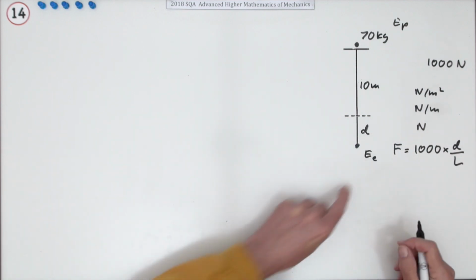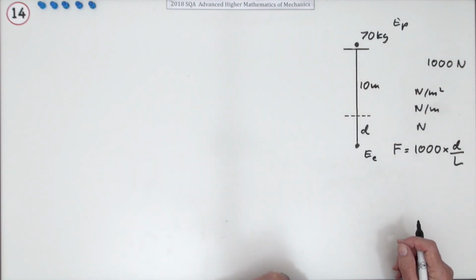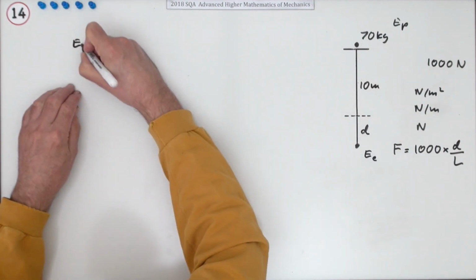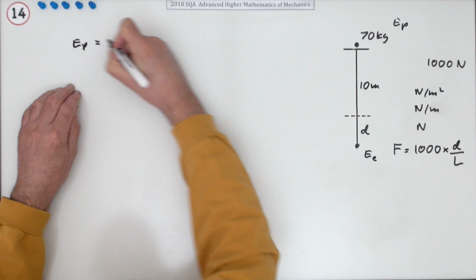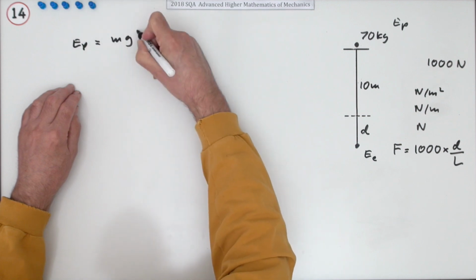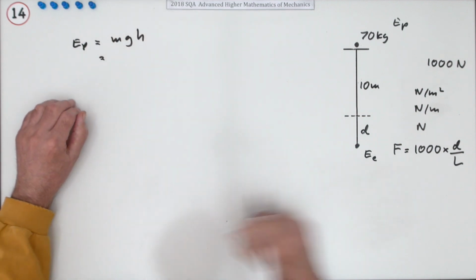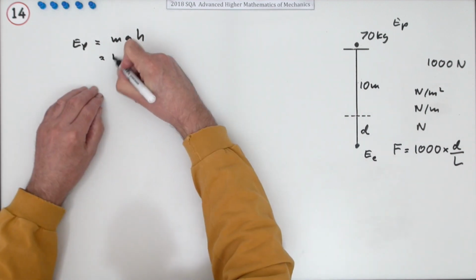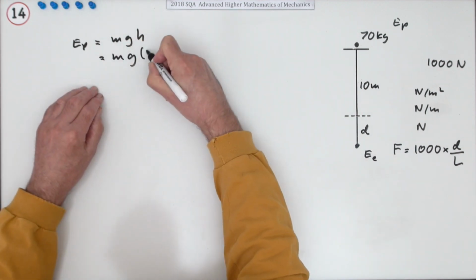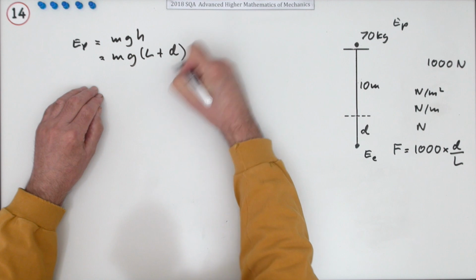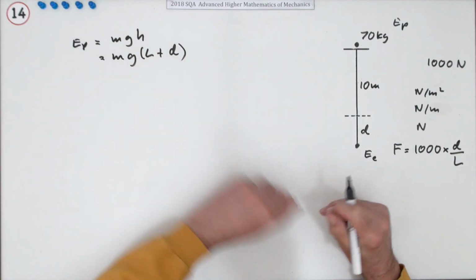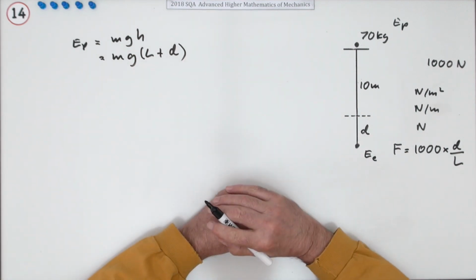Well, one of the first things would be, you know how to work out the potential energy. I'll put it down anyway. That potential energy, which is the initial energy at the start, is just mgh. Now, since it's above the datum, that's going to be mg times (L + d). I've still put an L in there, L plus d.